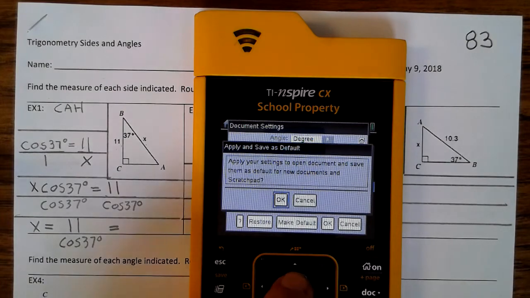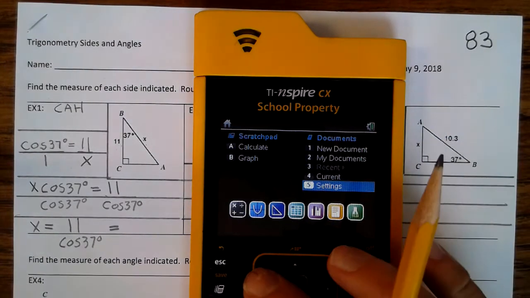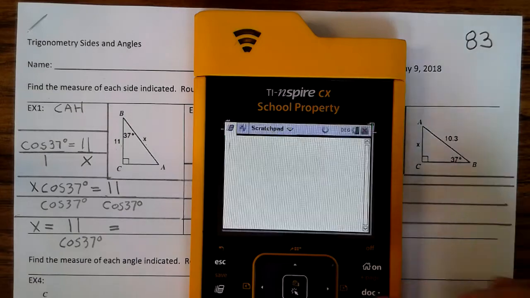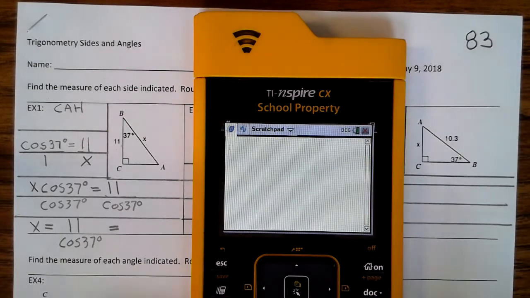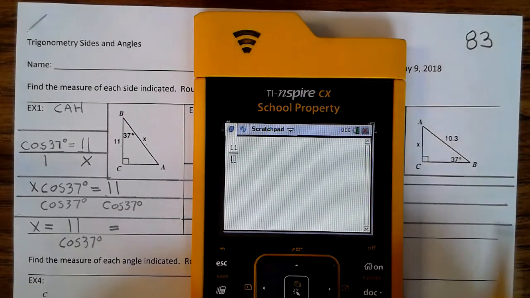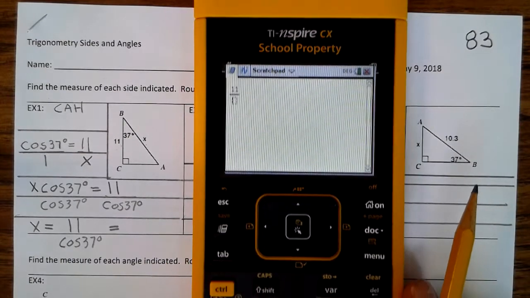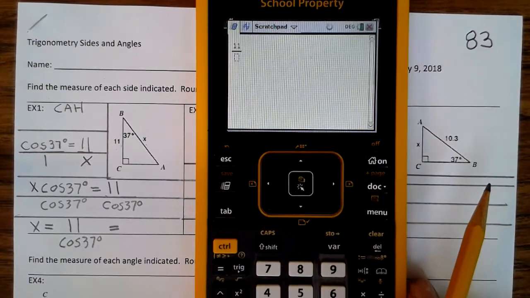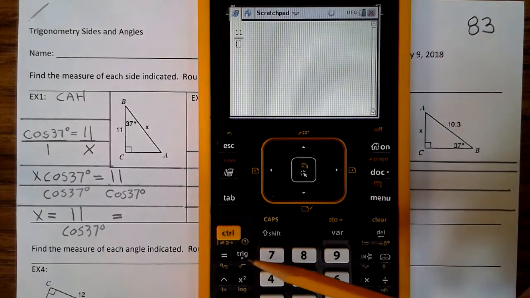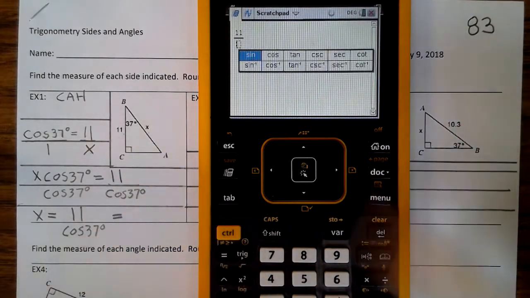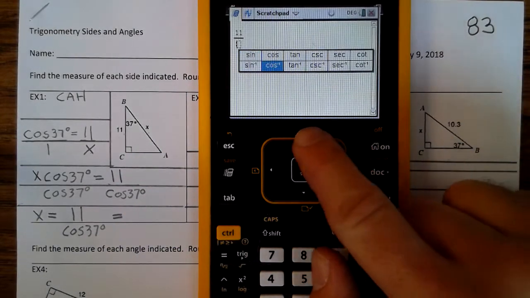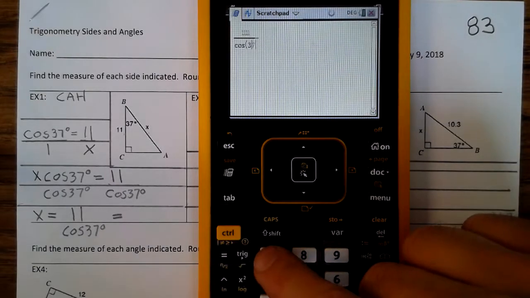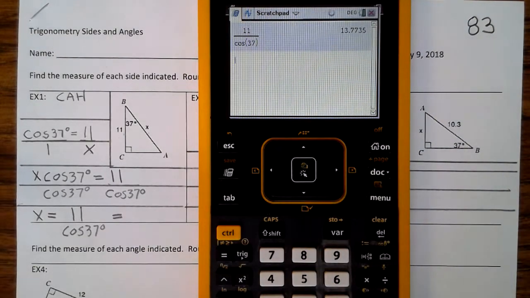Okay. All right. Now we go to calculate, and then we're going to put control divide 11. The trig button is right here. So there's the trig button. And then we're going to do cosine of 37 degrees. So the answer is 13.774.